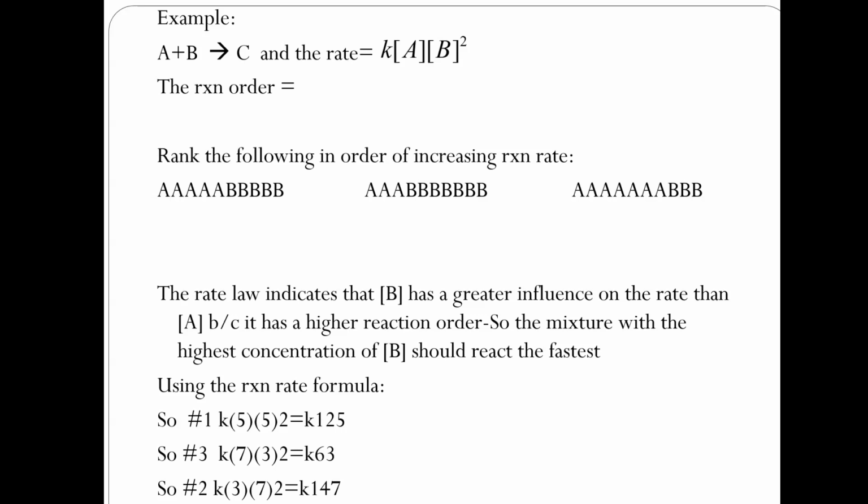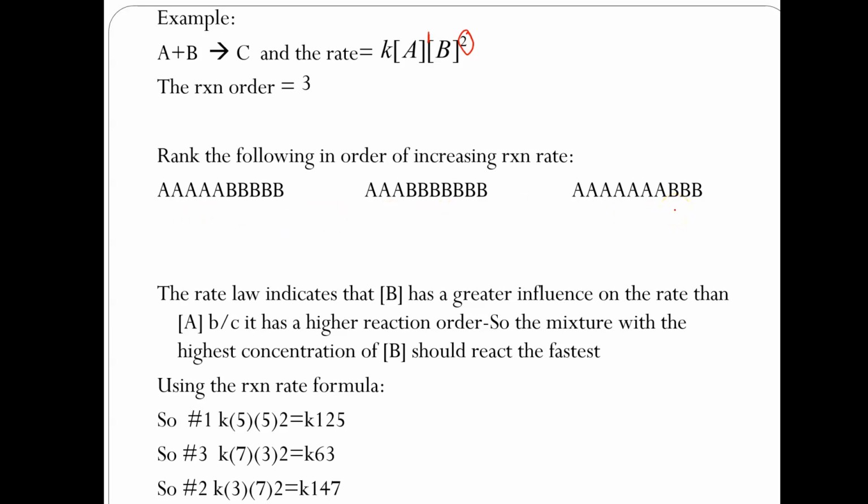Here's an example. If I have A plus B, that's going to produce C. The rate law, again, is the concentration of each of the reactants, and it gives me that B is to the second power. That would be given to you. So the reaction order, remember, is the sum of the two exponents. In this case, it would be 3 because this A has a reaction order of 1. Let's practice solving these 3 problems.